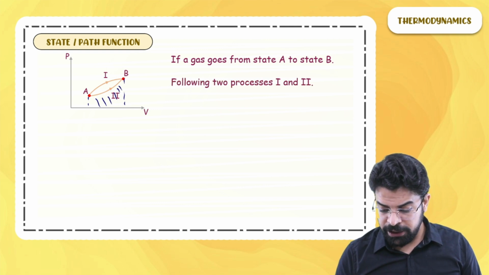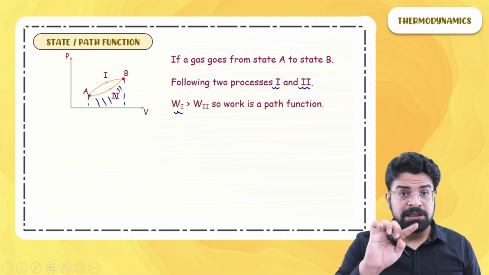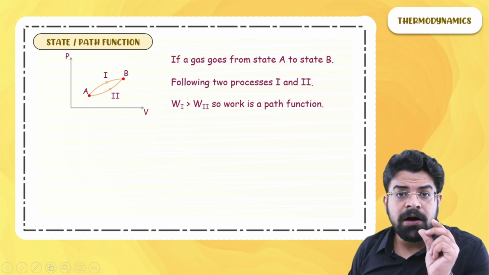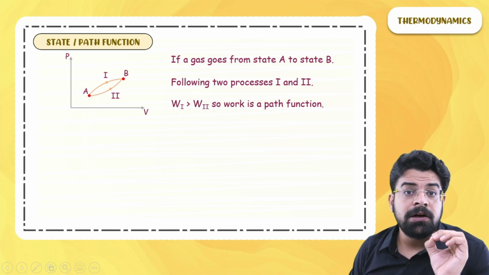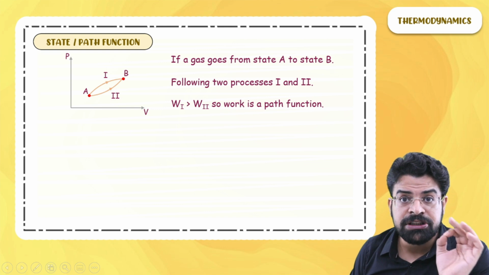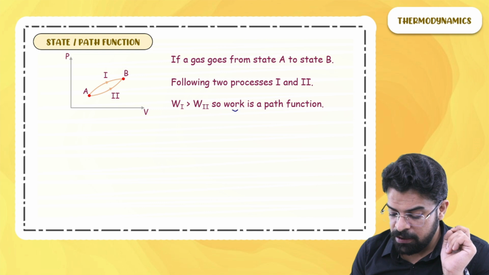So, following the two processes 1 and 2, the work done in case 1 is more than the work done in case 2. Since the work done by the gas depends upon the choice of path, the work done is a path function. It does not depend only on the initial and final state. It also depends upon the path. That's why work done is a path function.